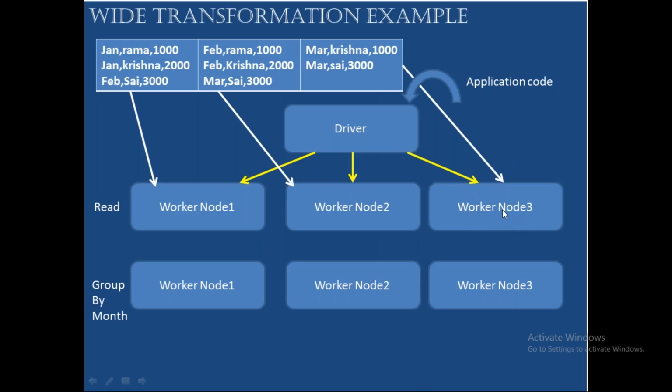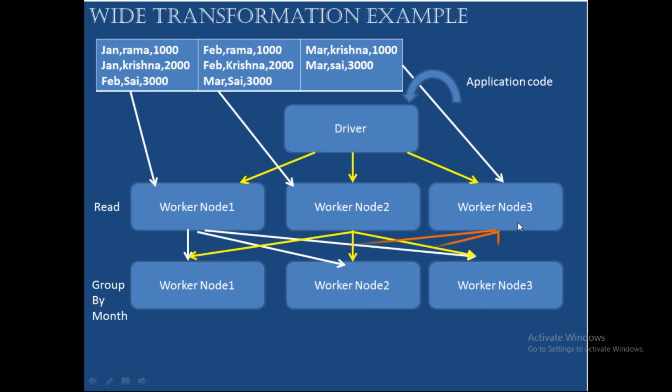Meaning, here also maybe some records may come here, some records may come here. So what will happen? Some of the records may split like this. From worker 2 also records may split like this. Some of the records may split like this from this worker 3. This is called shuffling. So previously data was moving from this computer to this computer only, but now data is moving from this computer to this.